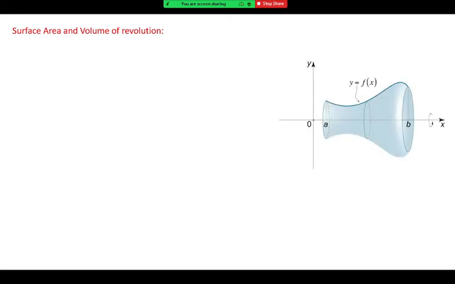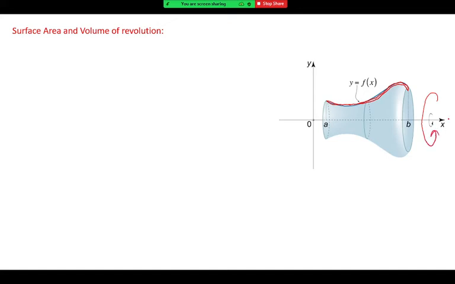So, surface area and volume of revolution. Now, what is this thing? See here, we have some curve, say y equal to f(x). This much is the curve y equal to f(x). We are rotating this curve about the x-axis.